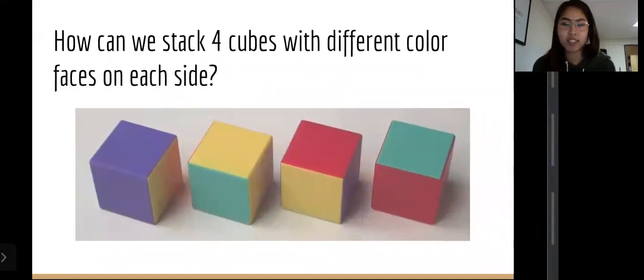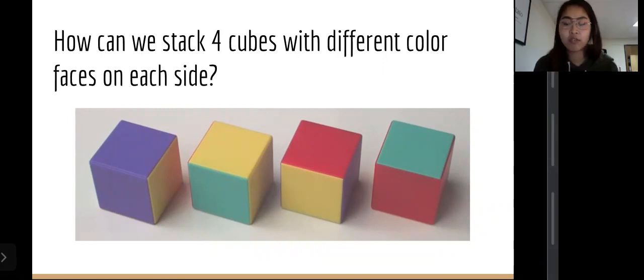So like I mentioned just now, how can we stack 4 cubes with different color faces on each side? That question may sound a little hard to understand, but to visualize it, I have a picture. On the top view of the cubes, we have a blue side, a yellow side, a red side, and a green side. So that's what we're shooting for on all 4 sides. And then on the front side, we have blue, green, yellow, and red. And assuming so on the bottom and on the other side, it's a variant of those 4 colors, as long as those 4 colors show once.